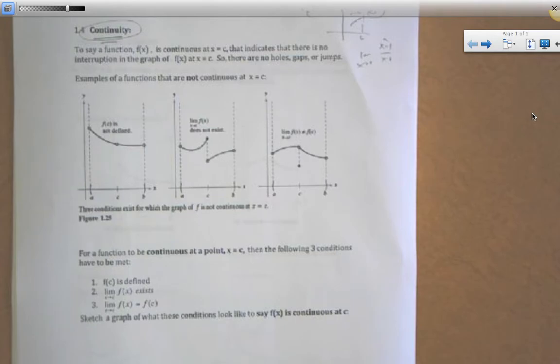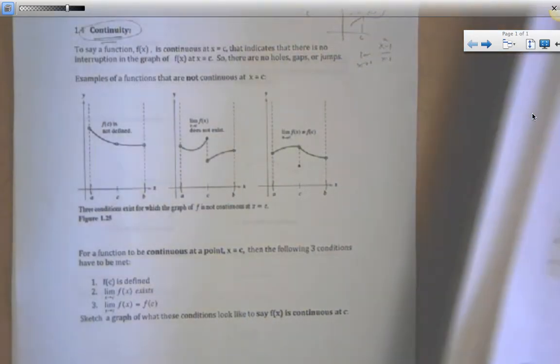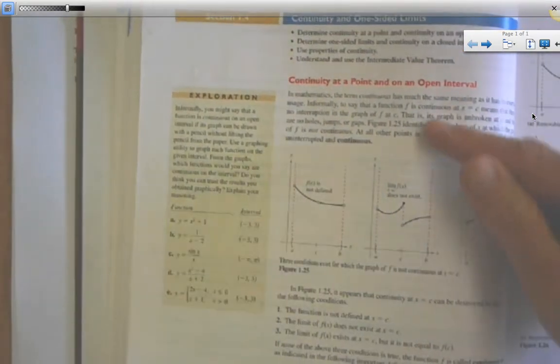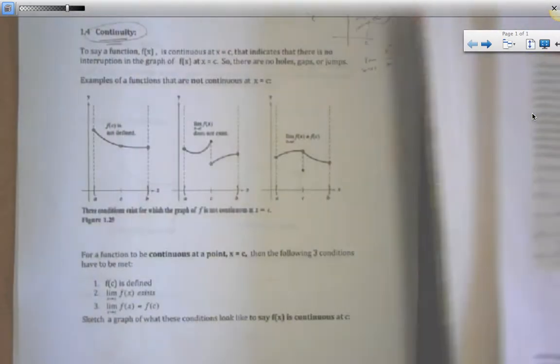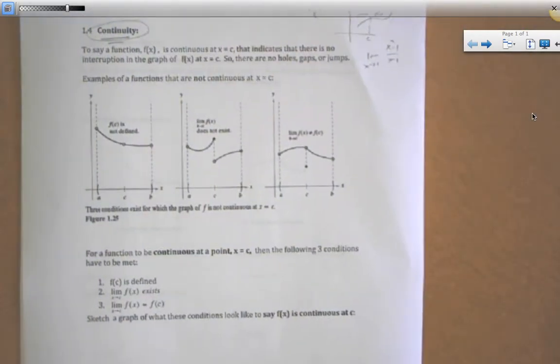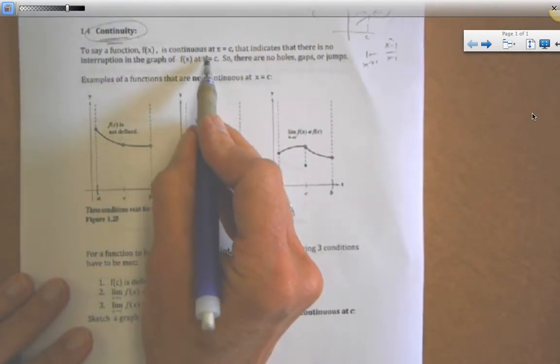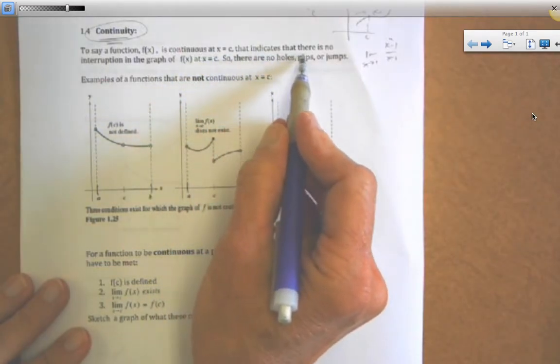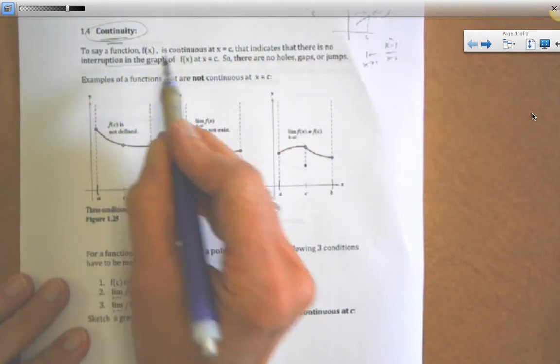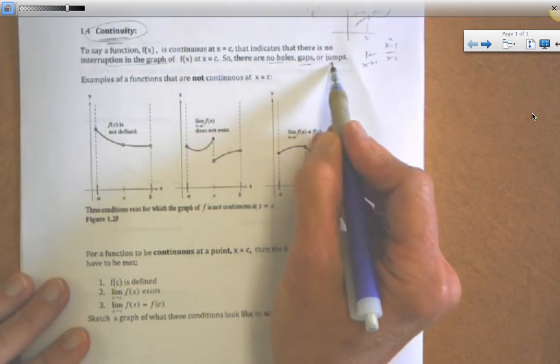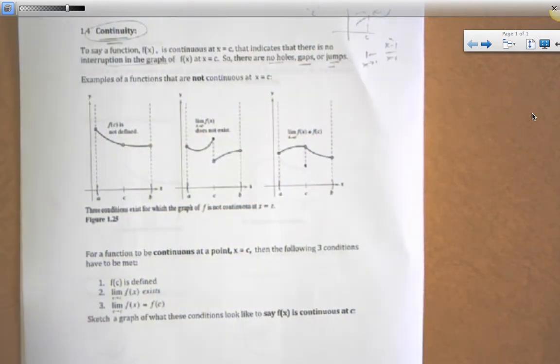So you will need your book today, and we are on section 1.4, and 1.4 is on page 70. So I'll be following this text. All right. To say a function f of x is continuous at x equals c, that indicates that there is no interruption in the graph. So there are no holes, gaps, or what we call jumps.